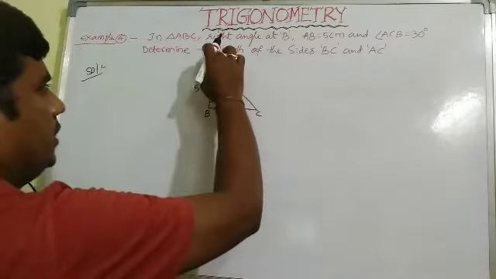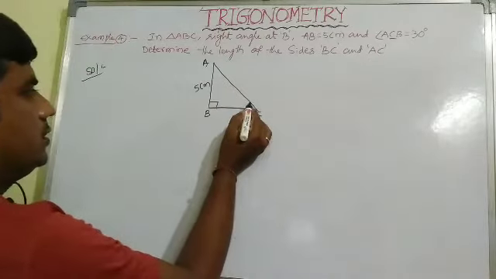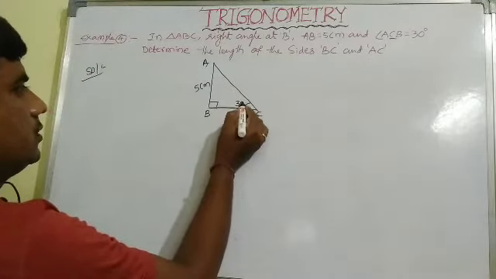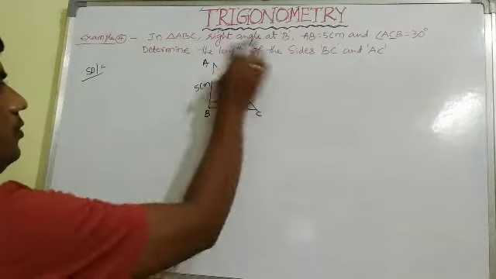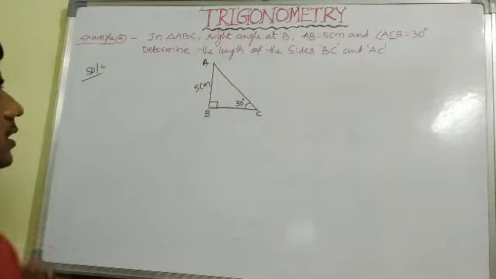Angle ACB means the angle at C. So the angle at C is 30 degrees. Now we have to find the other two sides, BC length and AC length. In a right angle triangle, one side is given and one angle is given, so we have to find the remaining two sides by using trigonometric ratio values of angles.